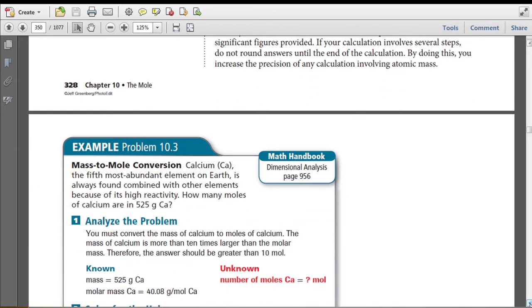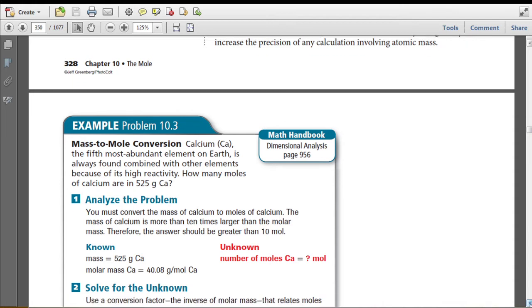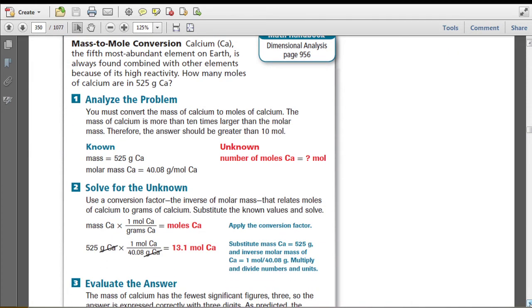Let's look at problem 10.3, a mass to mole conversion. Calcium, the 5th most abundant element on Earth, is always found combined with other elements because of its high reactivity. How many moles of calcium are in 525 grams of calcium? You must convert the mass of calcium to moles of calcium. The mass of calcium is more than 10 times larger than the molar mass. Therefore, the answer should be greater than 10 moles.